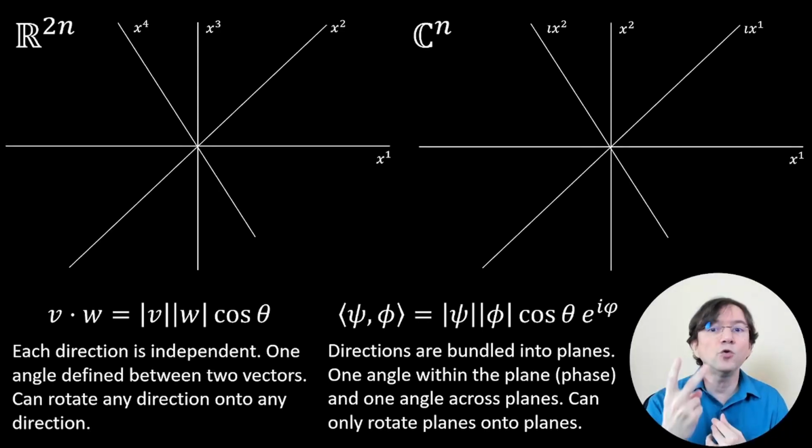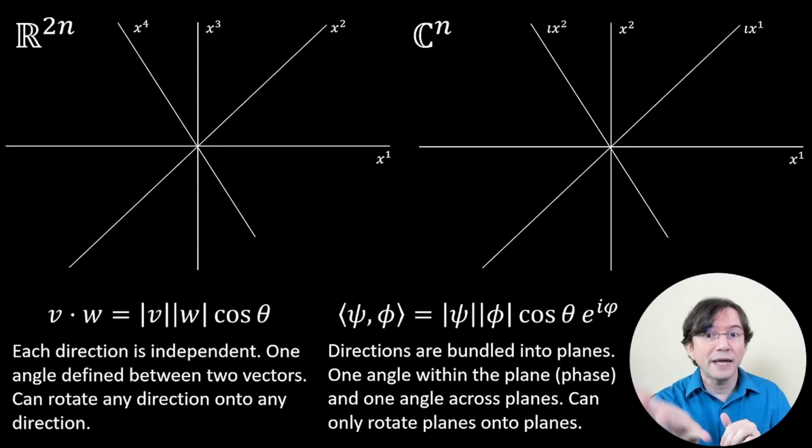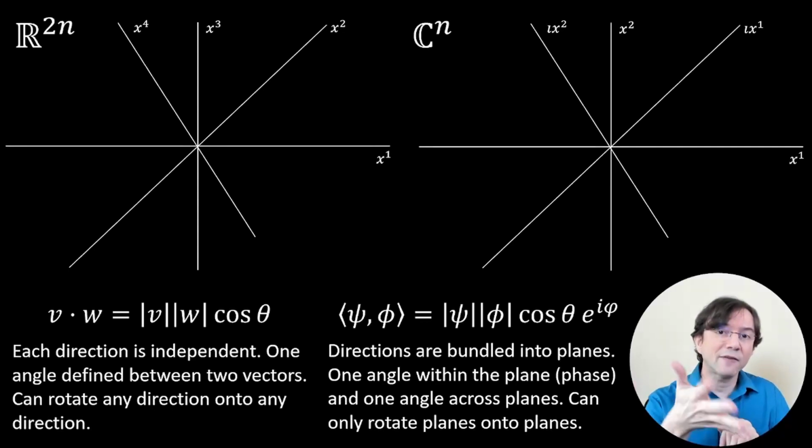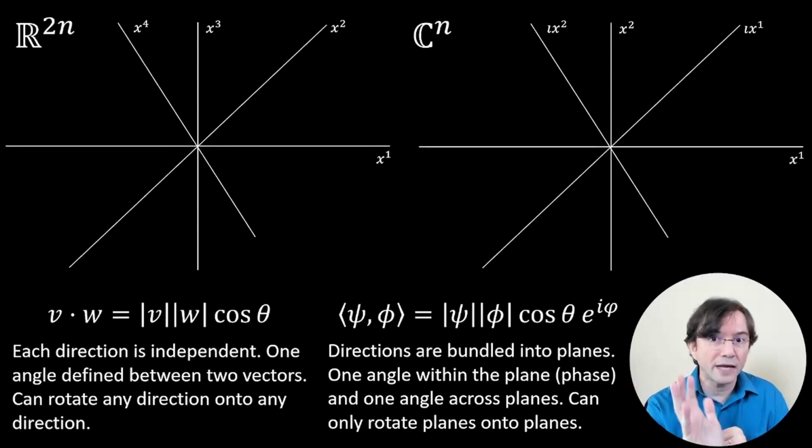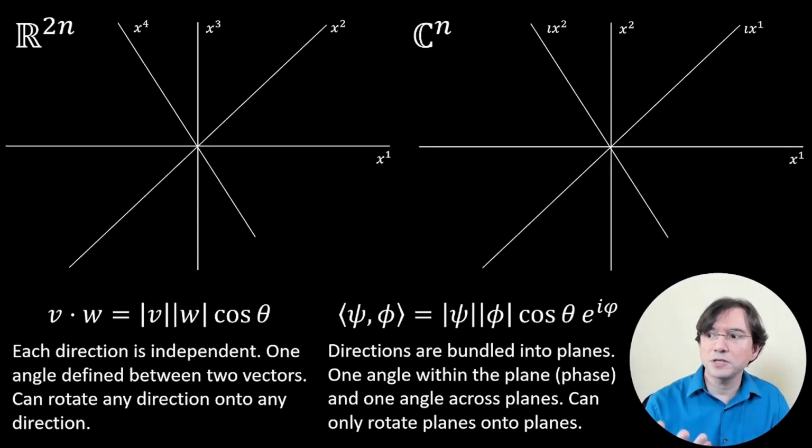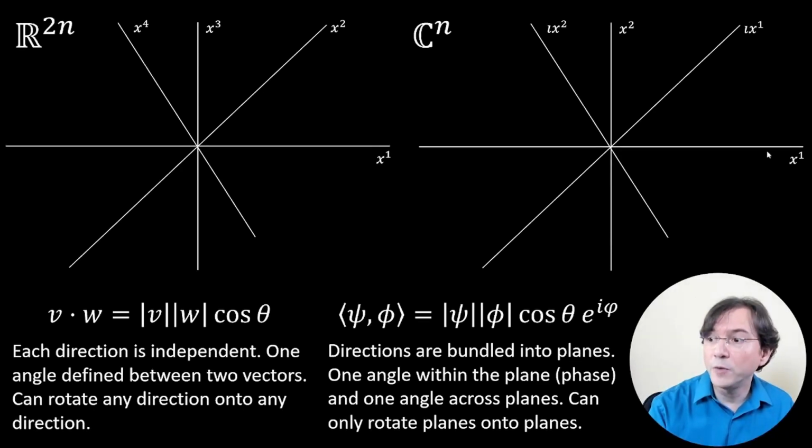You have two angles that the geometry is defining. There are two separate angles. One is essentially the angle of rotation between a plane and another plane, and the other is an angle of rotation within the plane, and those are two different things. And this also tells you that you can't rotate any direction in any direction, because what you can rotate is only planes along planes.